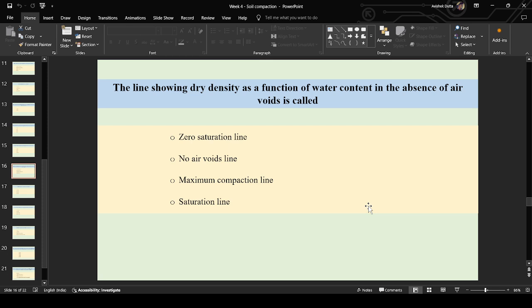I repeat the question. The line showing dry density as a function of water content in the absence of air voids is called? The options are zero saturation line, no air voids line, maximum compaction line, or saturation line.